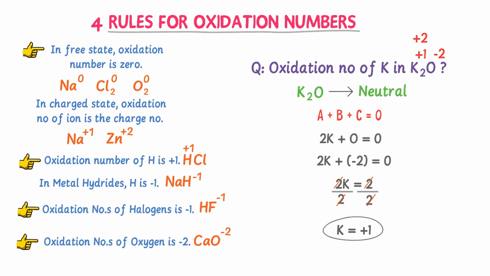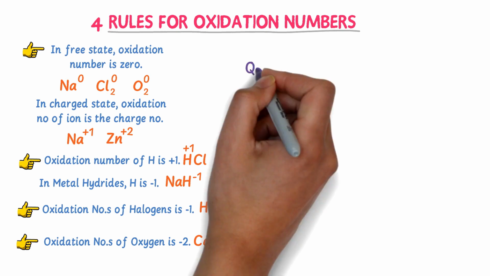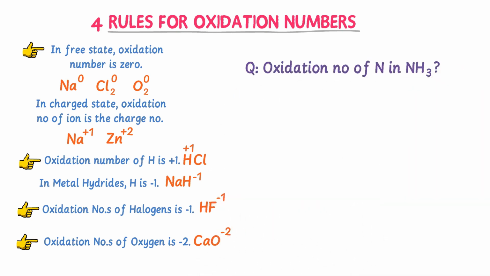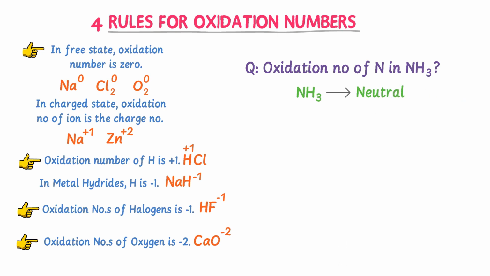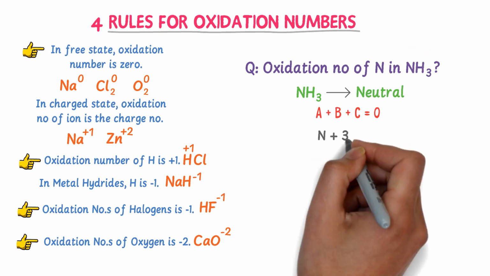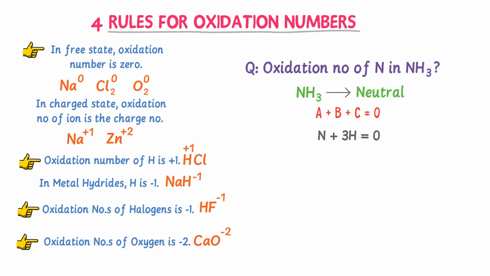Now let me take you to the medium level. Find the oxidation number of nitrogen in NH3. Well, it is a neutral molecule. The overall charge on it is 0. So the sum of all the oxidation numbers must be equal to 0. I write N plus 3H is equal to 0.